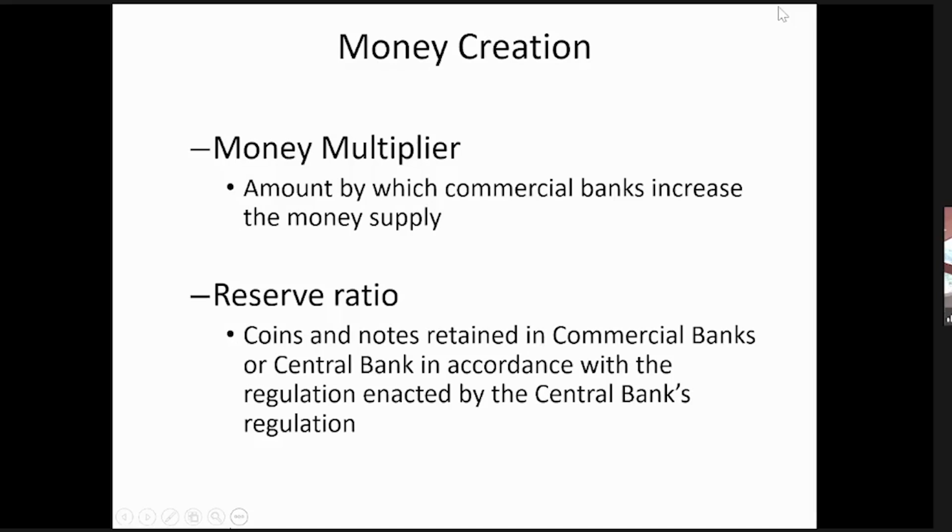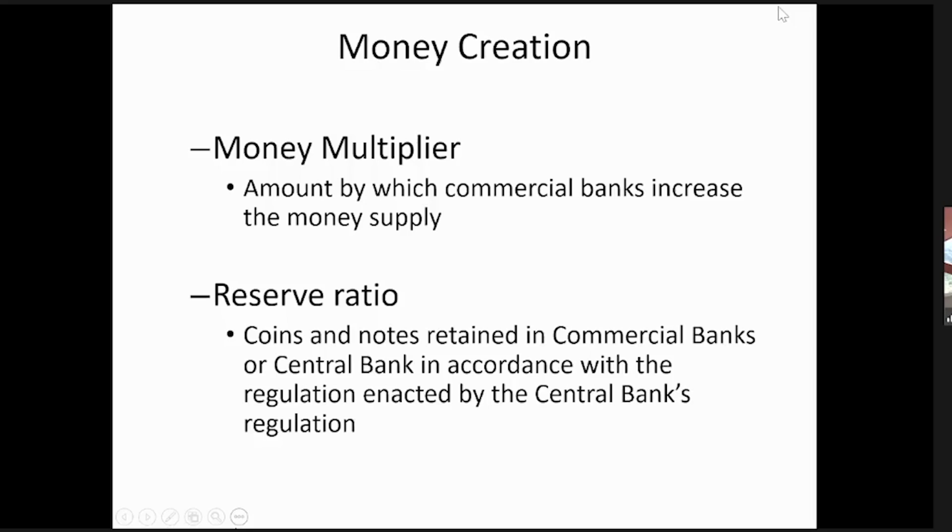If it is M0, of course, it is only the central bank. But if we move into M1, the commercial banks also will be there because our demand deposits are kept with the commercial banks. So using the demand deposits, commercial banks can increase or decrease the money supply. The ability to do that is called money creation. The rate of that is called the money multiplier. So the money multiplier says the amount by which the commercial banks increase the money supply.